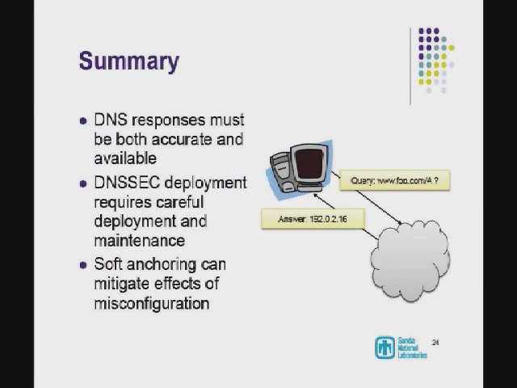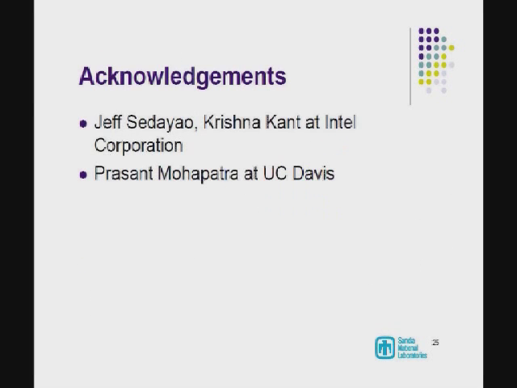So just in summary, for DNS responses, we're trying to achieve not only accuracy and truth in our DNS responses, but also availability. There are some careful considerations in DNSSEC deployment. And then finally, soft anchoring is one of the techniques that we've introduced to mitigate the effects of misconfiguration. And there are a couple of acknowledgments of people that have helped out with this idea, Intel Corporation and UC Davis.